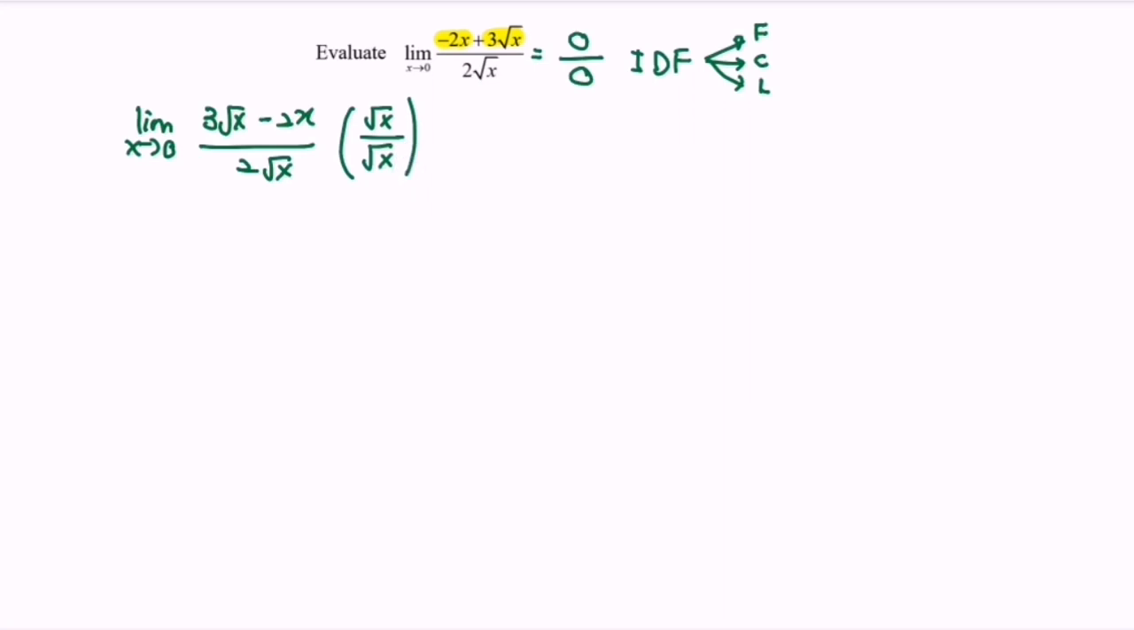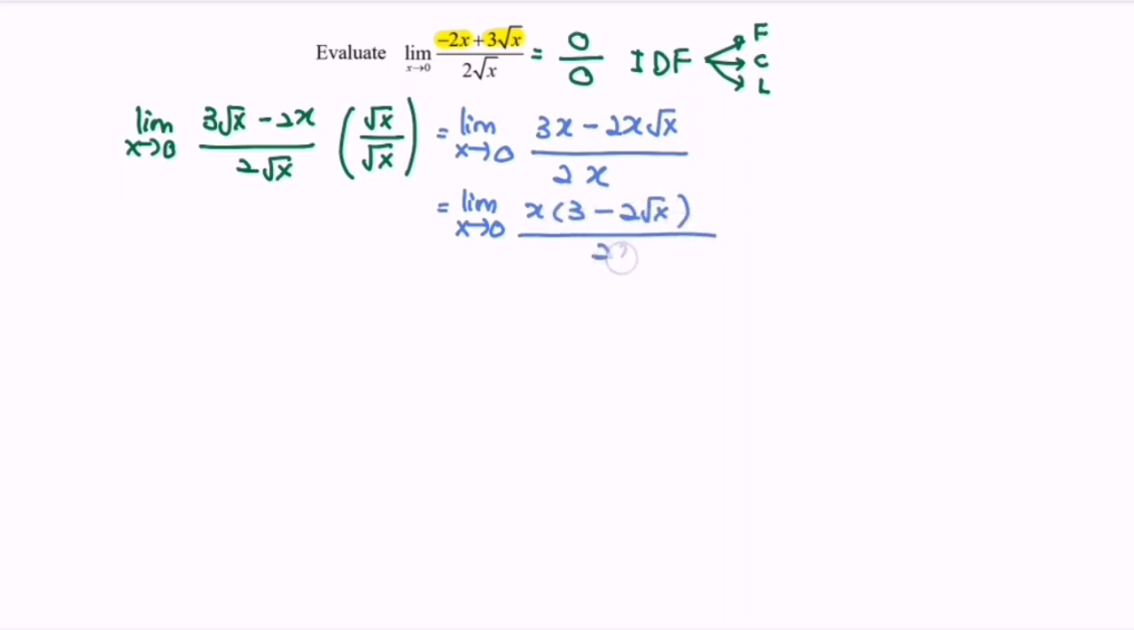Next is to expand the situation. So for the limit when x approaches 0, kindly expand. Here we will have (3x - 2x√x) over 2x. Kindly simplify the situation. Factorize the x. For the limit when x approaches 0, if we factor x, we will have x(3 - 2√x) over 2x.